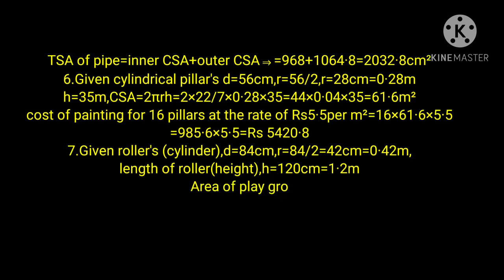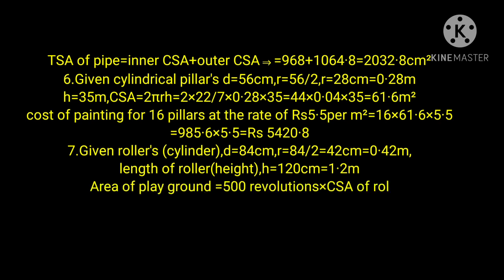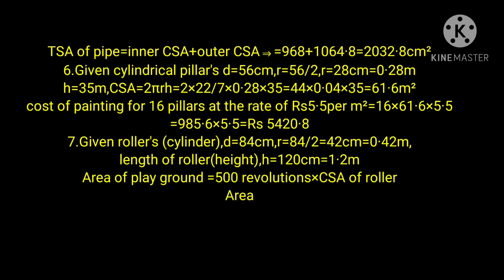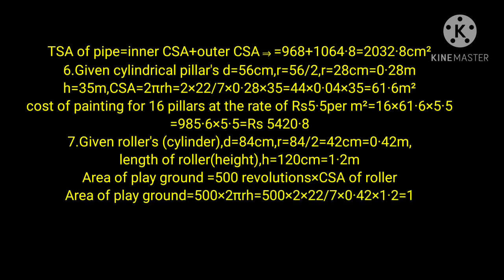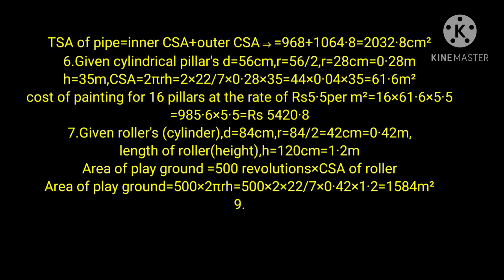Area of playground is equal to 500 revolutions into CSA of roller. Area of playground is equal to 500 into CSA, which is 2 pi RH, that is equal to 500 into 2 into 22 by 7 into 0.42 into 1.2 is equal to 158 meter square.